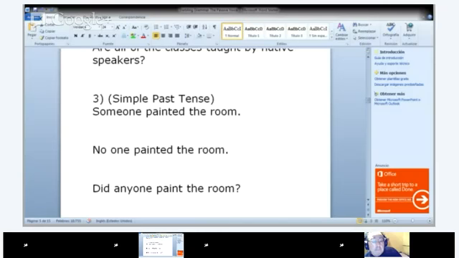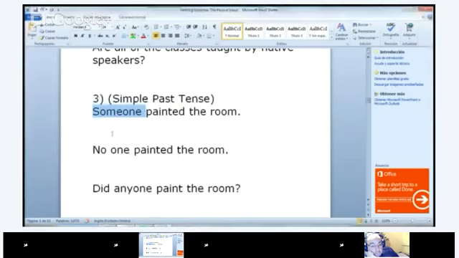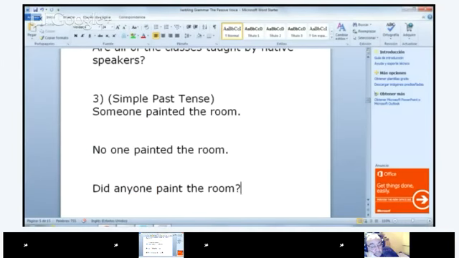So what we want to do is we want to eliminate someone, no one, and anyone. So let's eliminate that, because that's not providing us any information anyways. What we want to do is we want to put the focus on the room. That's the new subject. That's what we want to focus on. Okay. The room was painted by someone. Excellent. Okay. The room was painted.